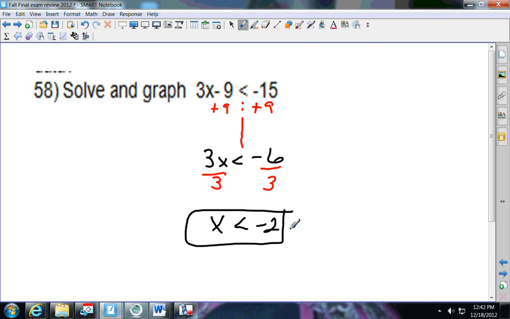So there is my inequality. Right here at negative 2, do you use an open dot or a closed dot? It does not say equal to, so it is an open circle. Less than is to the left. This is what it should look like when you graph.